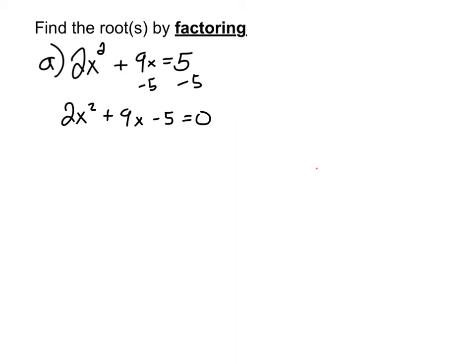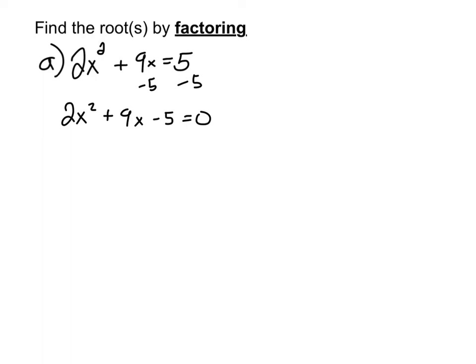Before moving on, I'm going to look at all my terms quickly and see if there's anything common amongst my terms that I can pull out. You notice that there's an x here, an x there, no x here. Next to the 5, there's no x. So x is not common amongst all three terms, so there's nothing I can pull out. I'm going to have to go through other methods in order to factor. I can't just factor in the first step.